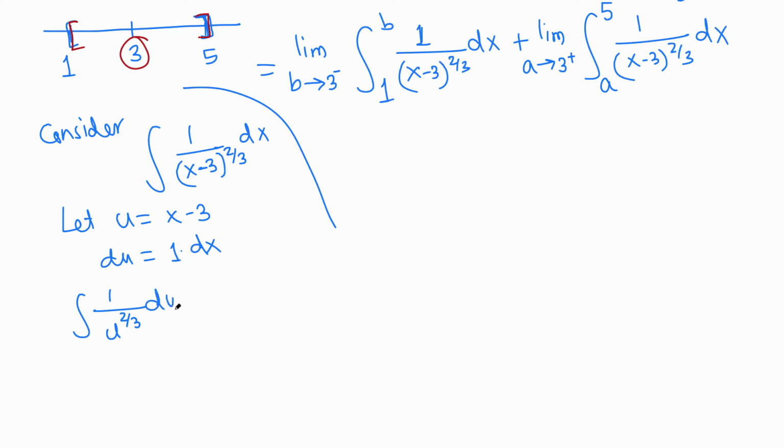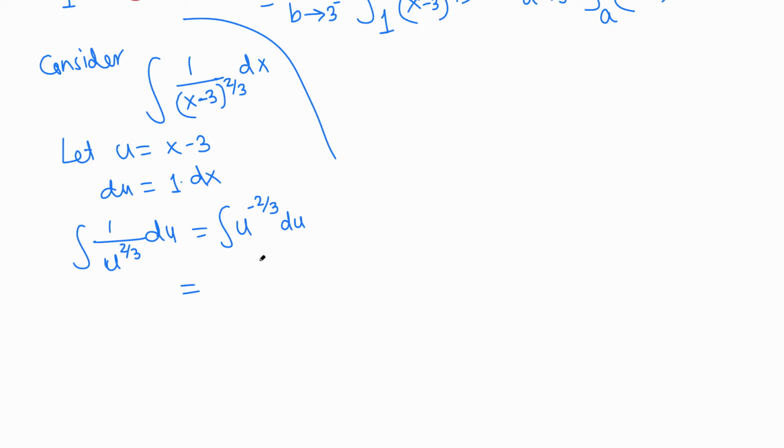We know how to evaluate this. 1 over u raised to 2/3 means u raised to negative 2/3 du. Now using the power rule, u raised to negative 2/3 plus 1, which is 1/3, divided by the same thing, plus c. I don't need the c, because we have to work with limits anyway. So dividing by 1/3 becomes 3 times u raised to 1/3, in fact the cube root, and u is x minus 3. So this is 3 times (x minus 3) raised to 1/3.